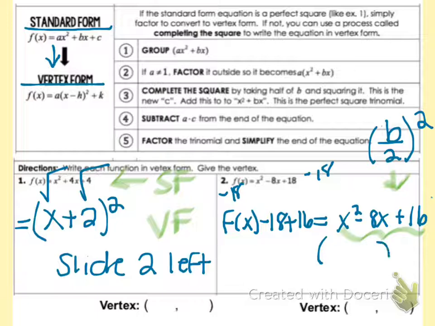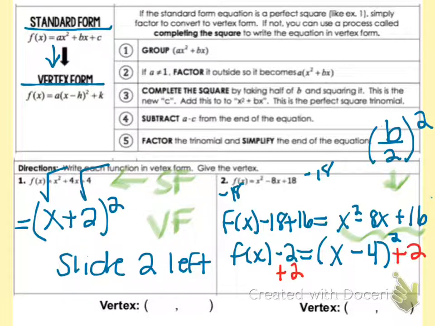So when I factor it, I'm going to get x and then a 4, and the sign will come from the middle term, so it'll be minus, and then squared. But then over here I have f of x minus 2, because I took the negative 18 and added 16 to make negative 2. And then the last step is, okay, now I got to get f of x by itself again to get in that function form, so I'm going to add 2 to both sides, right? And there's my equation in standard form, okay? F of x is equal to x minus 4 squared plus 2.